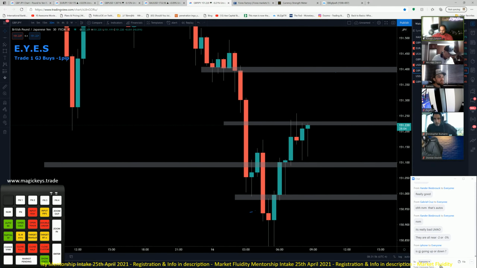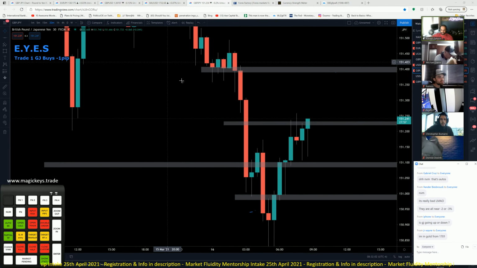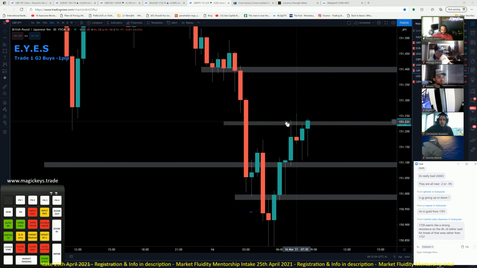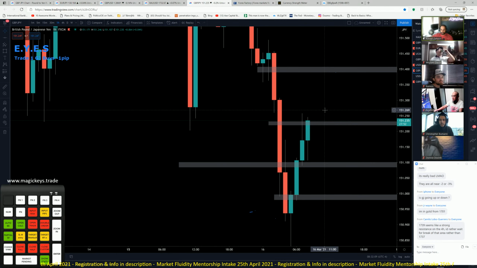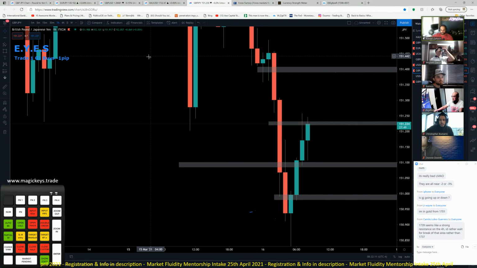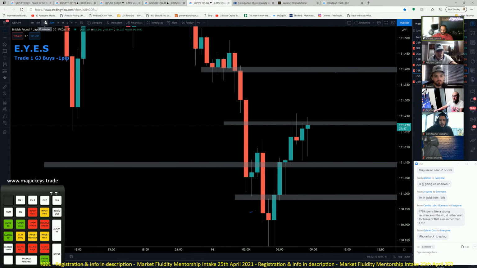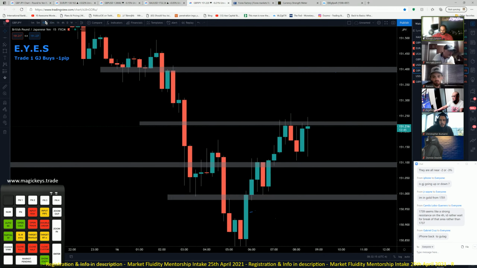Is GJ going up or down? I'm surprised that question came from Zoom over here. It's moving bullish. We broke above the high on the 30-minute time frame, on the 1 hour as well. Once we break above 151.270, we can continue moving bullish. But I'm not taking any more trades. I'm done trading for the day.